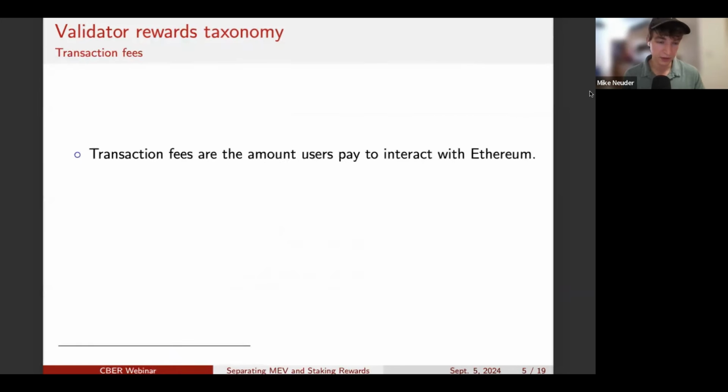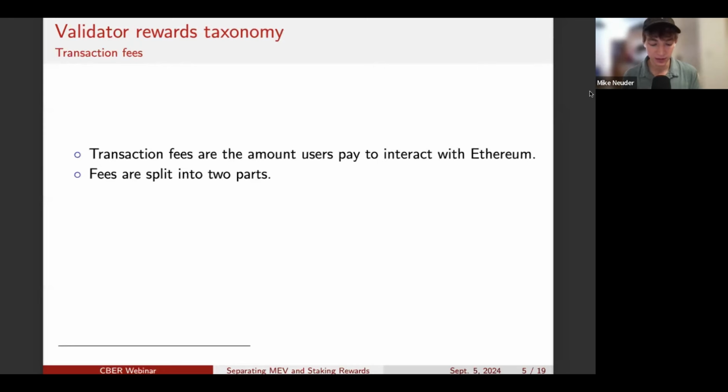Cool. So that's the first piece of the puzzle. The second is transaction fees. Transaction fees are the amount users pay to interact with Ethereum. So if I want to send Ether to Cam, or swap my Ether for USDC or wrapped Bitcoin or something, these are the fees incurred by the user in order to interact with the network itself. And these fees are split into two parts.